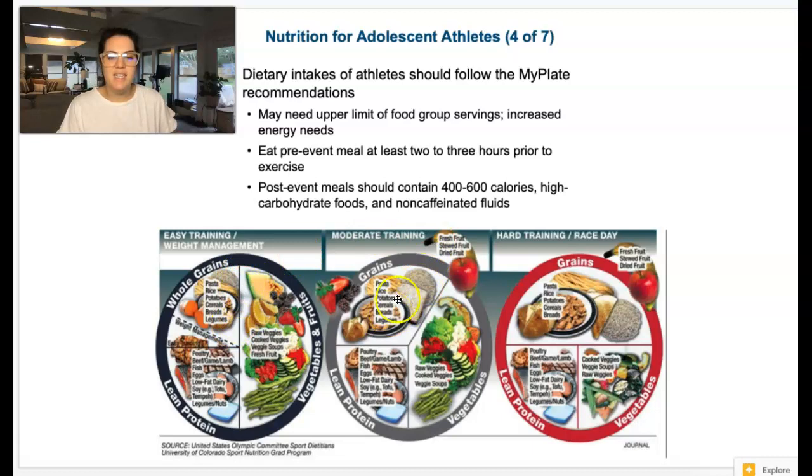As intensity increases, we see that carbohydrates or grains are going to get larger. That is because carbohydrates are so critical in replenishing glycogen stores and also escorting proteins into the skeletal muscle. If we didn't have carbohydrates, it would be hard for our protein to make it to our muscle to be able to repair it following an event.